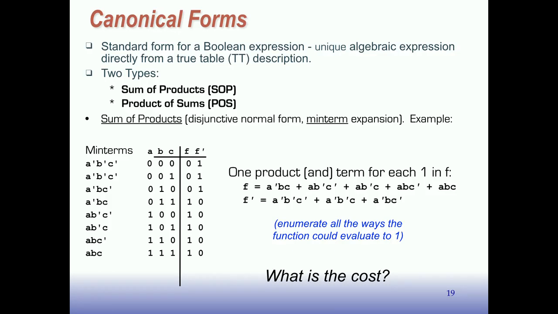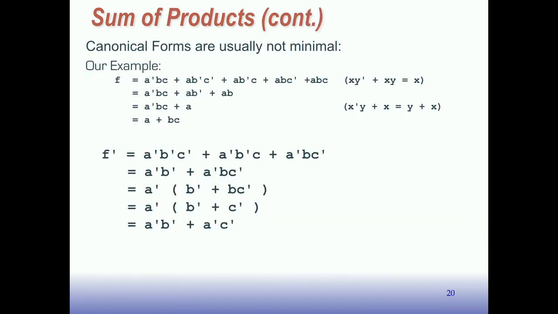Interestingly, the function f bar is a simpler function than the function f. So if we really cared about cost, we could implement this function and then just put an inverter at the output, invert the result, and you get a cheaper way to get f. Now, the thing about canonical forms is that they are unique, but they're usually not minimal. For example, this one, f here, I just copied over from the other page.